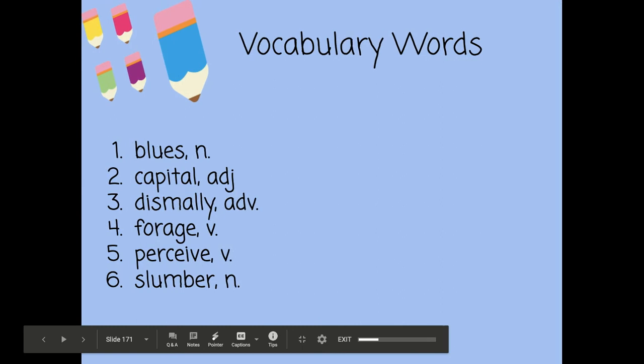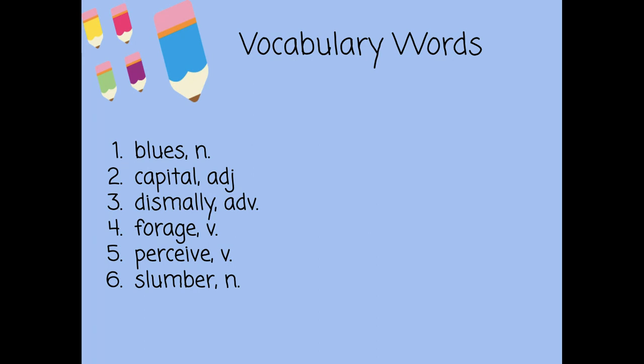The vocabulary words that you will hear in today's story are blues, as in a noun, meaning a state of depression or unhappiness. Capital is an adjective meaning excellent. Dismally is an adverb meaning gloomily or hopelessly. Forage is a verb meaning to seek, search, or to look around.